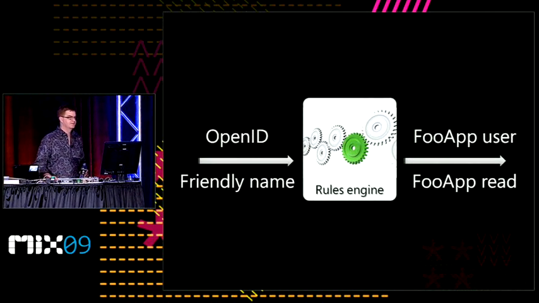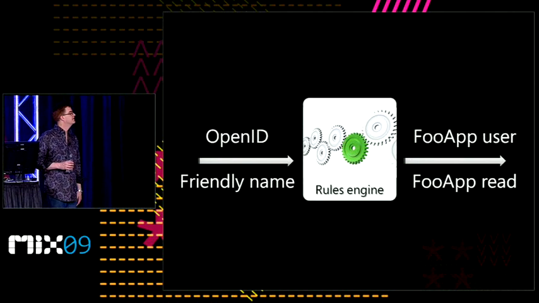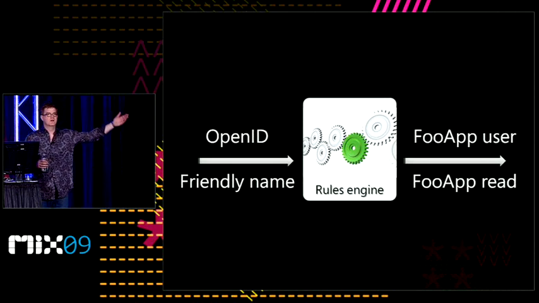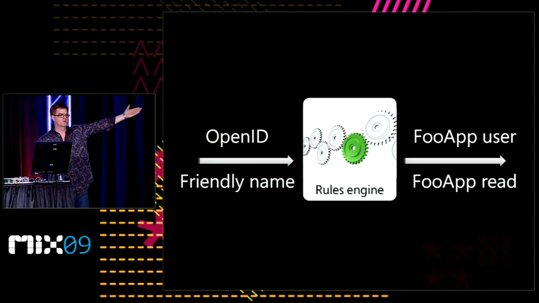So what we've just done is connected our rules engine in such a way that you can send in an OpenID friendly name, and what you get back is a role and a permission. So substitute any identity provider you want here, Facebook, Live, anything you want, it will work with this rules engine.